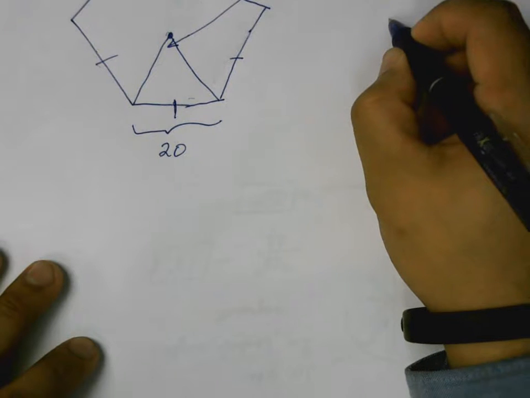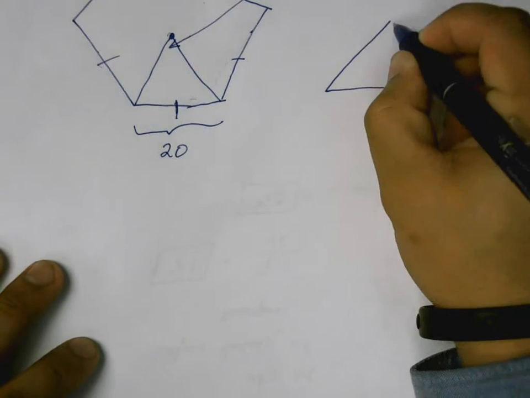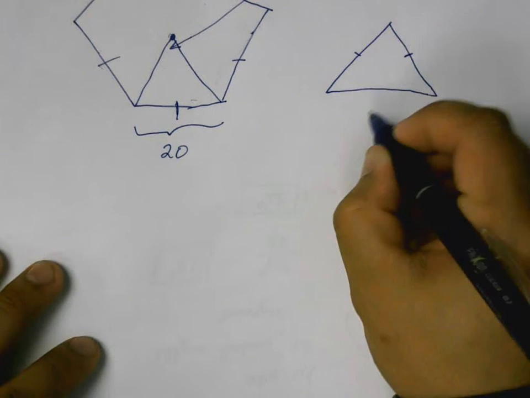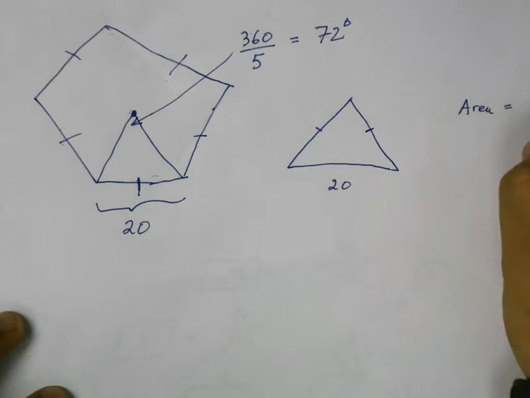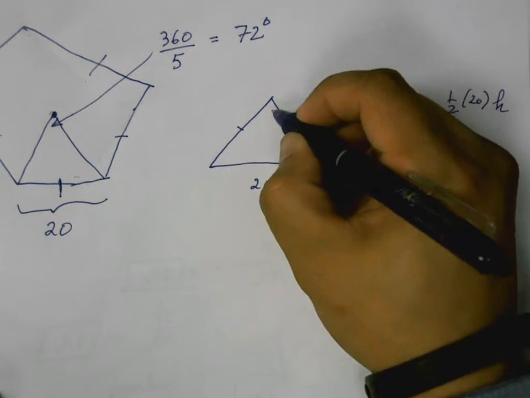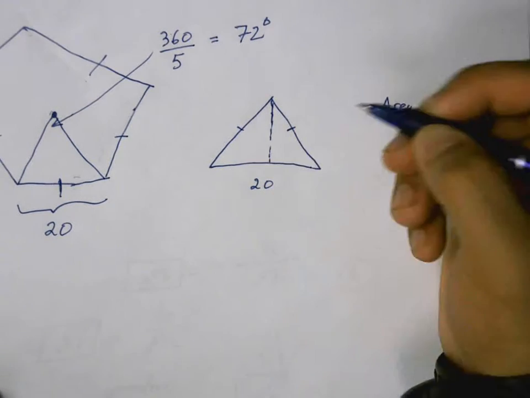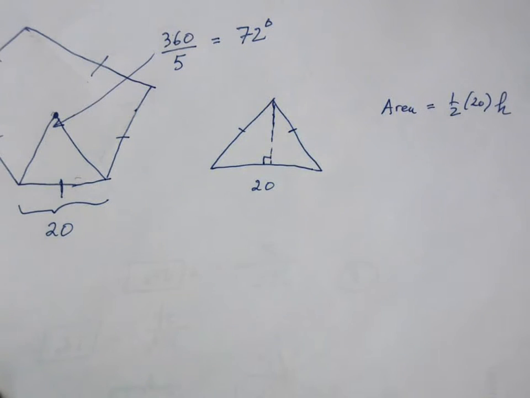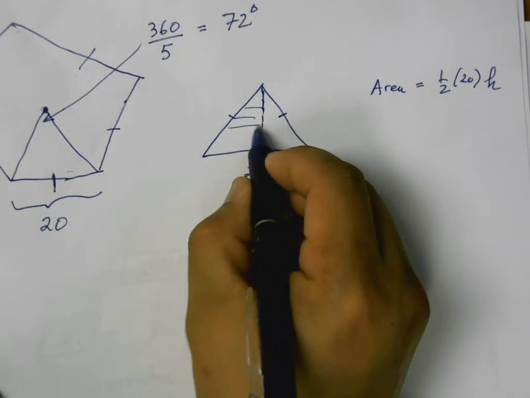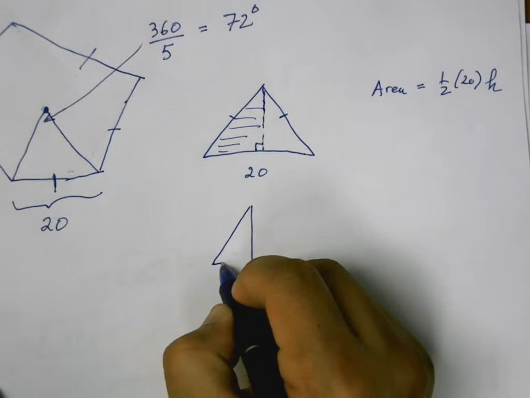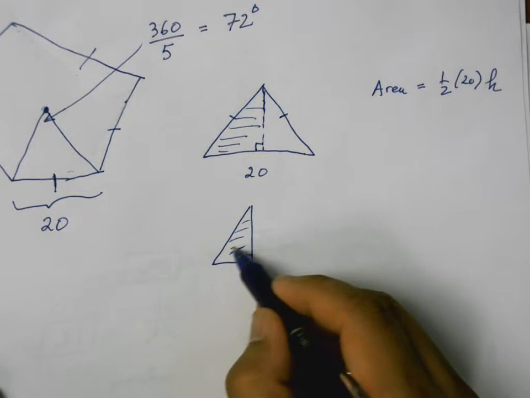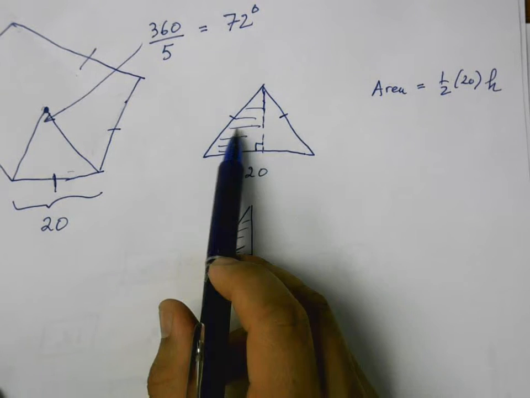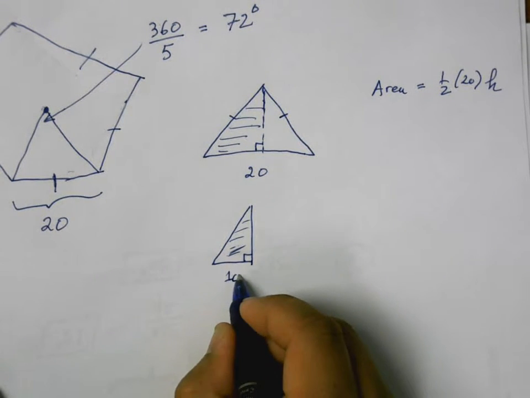To do that, I'm going to copy that out here. We're going to need to find the height. We already know that the area of this triangle is equal to 1/2 the base, which is 20, times the height, whatever the height is. So if we draw this line down here, we'll call that the height. Now I'm just going to take a look at this smaller triangle here to help us find the height. If we cut out this section here, one thing that we know is that this length here gets divided in half because this is an isosceles triangle. So this length here is going to be 10.